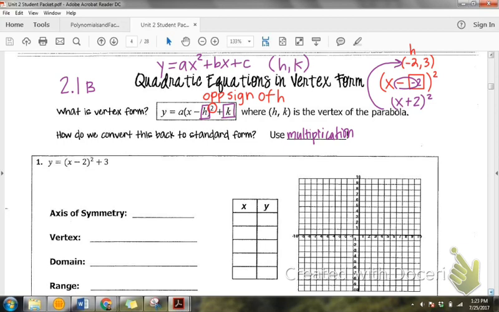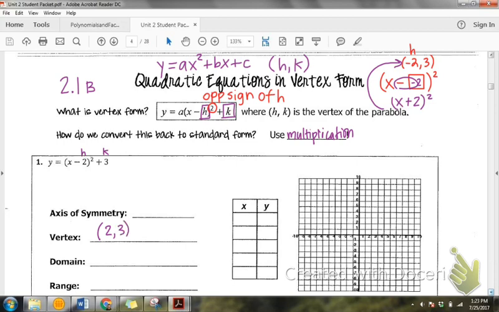So let's identify our vertex in number 1. Here's my h value. Here's my k value. Right? They're giving it to us in the order. So my h, is it going to be negative 2 or is it actually positive 2? Positive. Good. We always do the opposite sign of h. So our vertex is positive 2, 3.